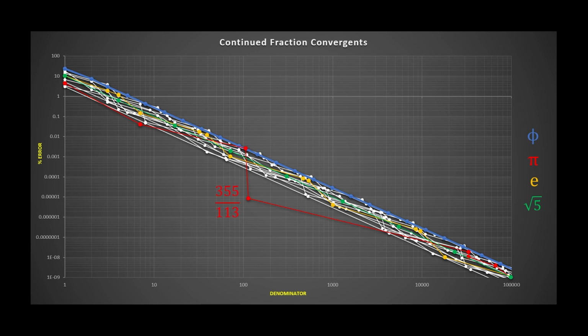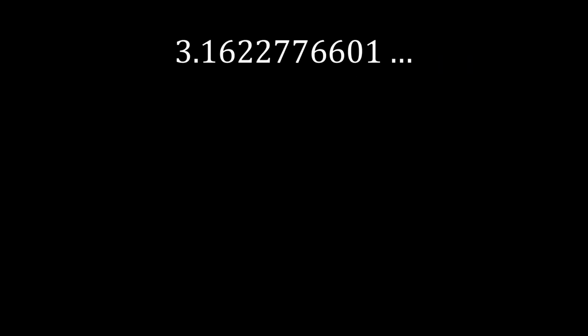We also see this red data point on the graph that stands well below the general trend. This is 355 over 113, which is the excellent approximation for pi that we talked about earlier. This approximation is so good that it's performing as well as fractions way up here that have denominators 10 times its size. Lastly, here we have a decimal expansion that came from a square root of some number.